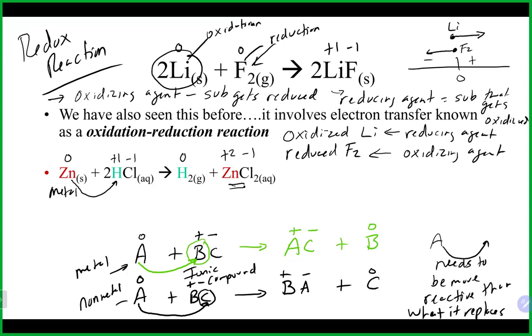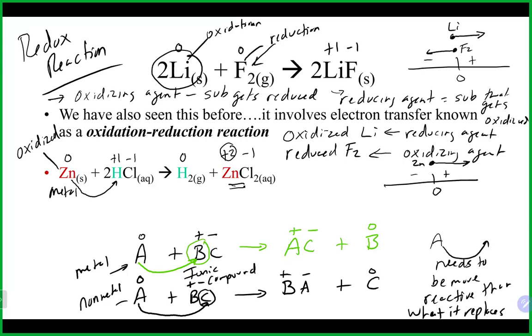And if we look at what's happening with our number line here, when we look at the zinc, it started at 0 on the left-hand side. And on the right-hand side, it ended at +2, which means the zinc is heading in the positive direction. The zinc here is being oxidized, right?